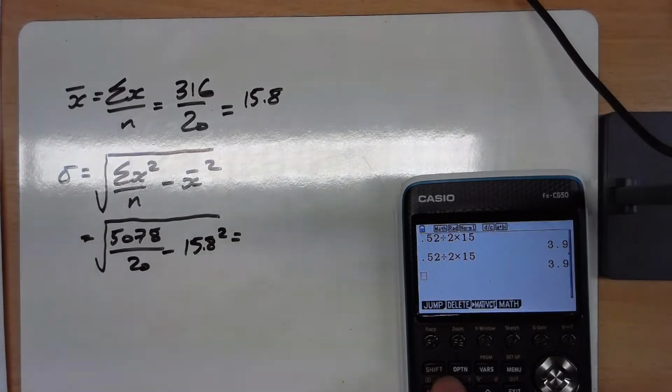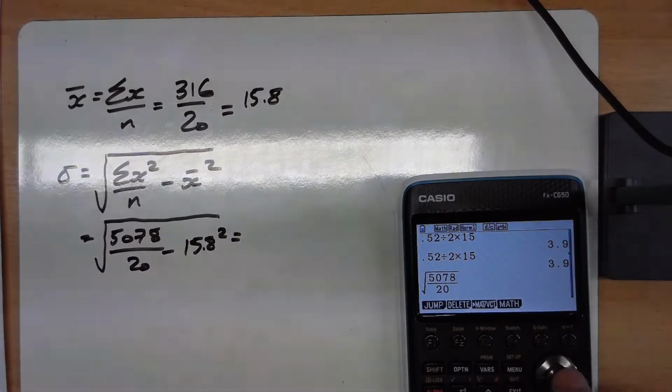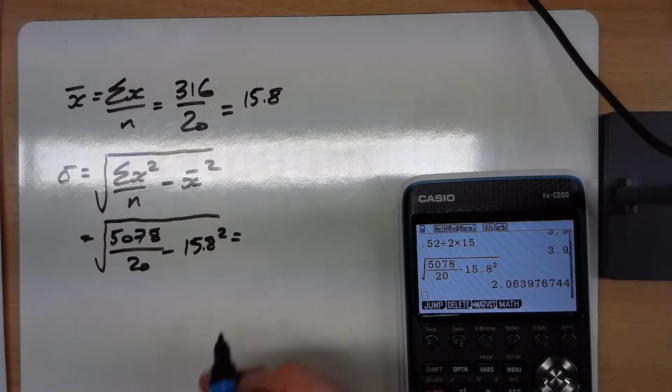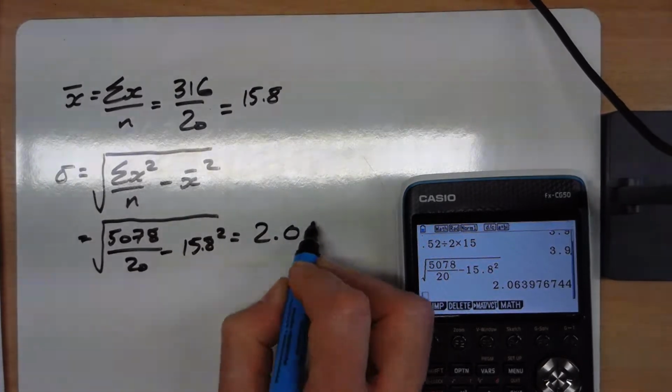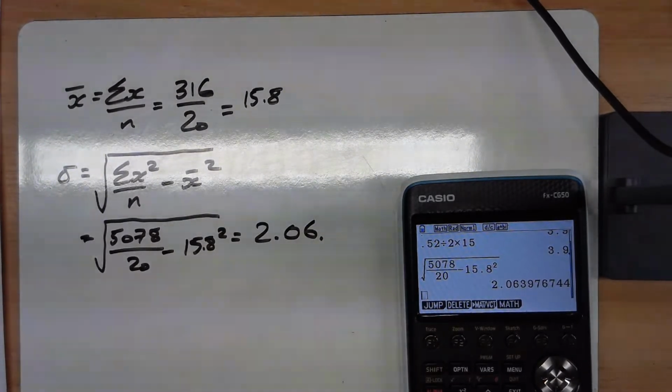Let's see if we can do that. So we've got the square root of 5078 divided by 20, minus 15.8 squared, and I'll just make sure I did that right. That gives me 2.06 as my standard deviation.